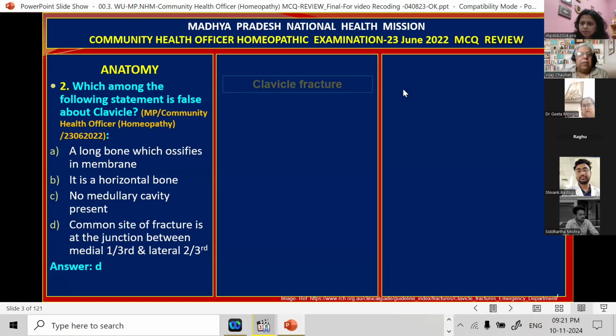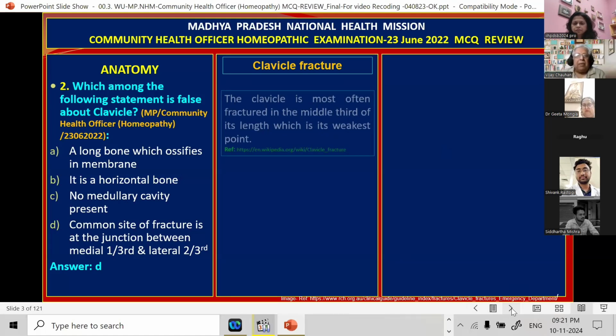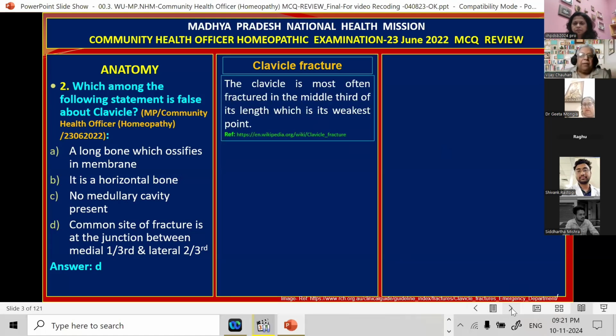We are going to justify. For the justification, we find certain information. The clavicle is most often fractured in the middle third of its length, which is the weakest point. You are right, this statement is wrong, because the clavicle is fractured most of the time in the middle one third.